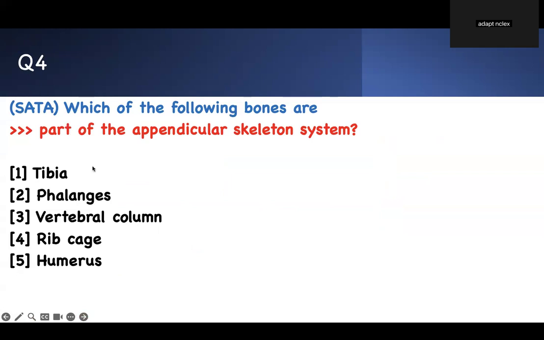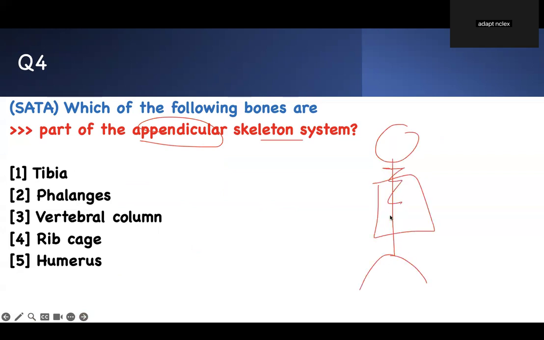Which of the following bones are part of the appendicular skeleton? So if this is you, anything in the center is called the axial system. Anything outside is called appendicular. The other thing you will do, anything that helps you to move is appendicular.